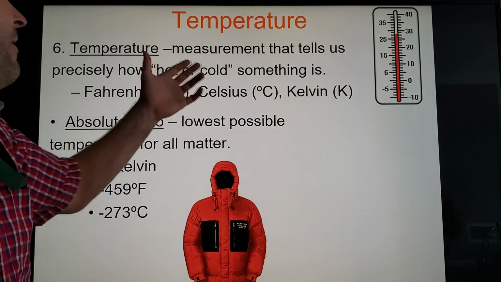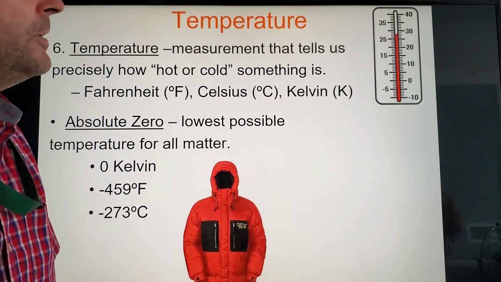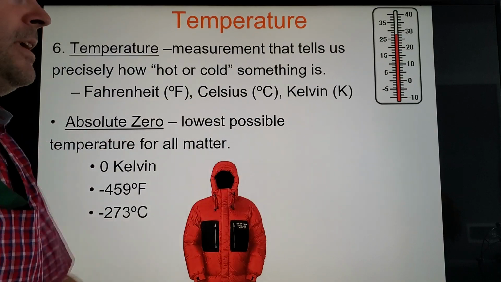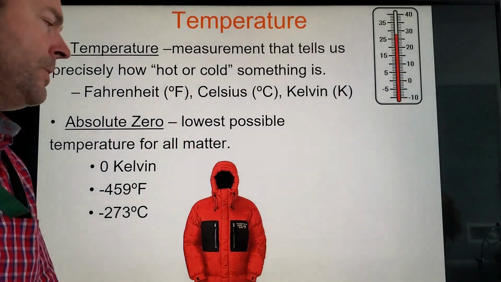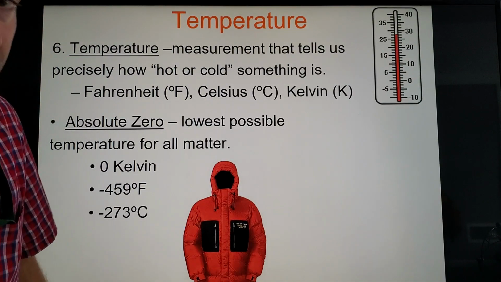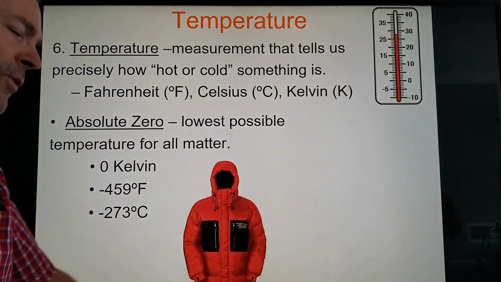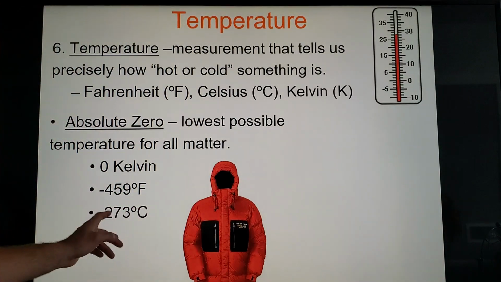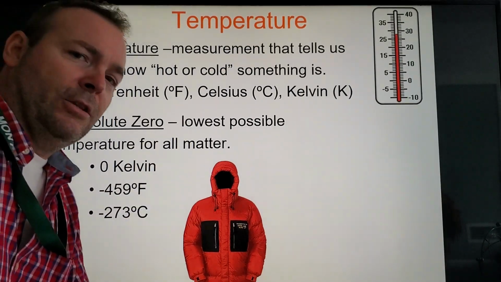Then we go to temperature. It's a measurement that tells us how hot or cold something is. The kinetic energy of an object tells you how much heat it has in it. Absolute zero is the coldest it could be, the lowest possible temperature, and that would be 0 degrees Kelvin. In Fahrenheit, that would be minus 459 degrees. Safe to say school would be canceled that day. And in Celsius, minus 273.